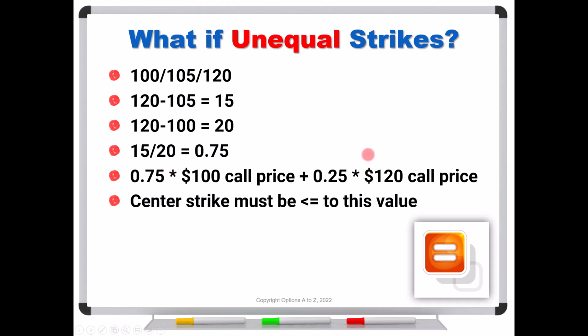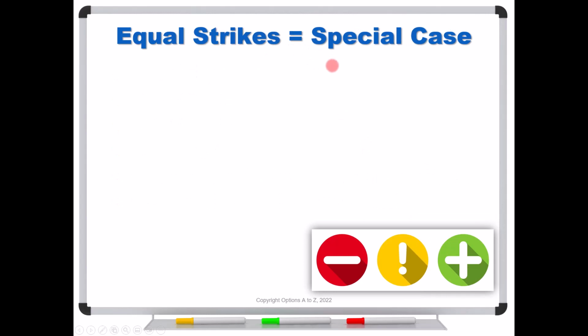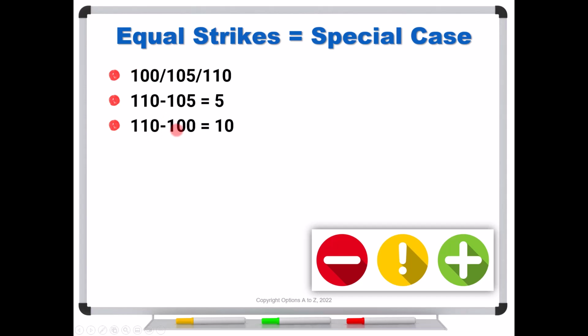The first one that we saw, when they're equal, is just a special case. So for instance, let's say that we have the 100, 105, 110. Now they're all separated by 5. We take the outer minus the center. 110 minus 105 is 5. We take the outer minus the first strike, which is 110 minus 100 is 10. We take 5 divided by 10 is a half. See, now the weights are equal.